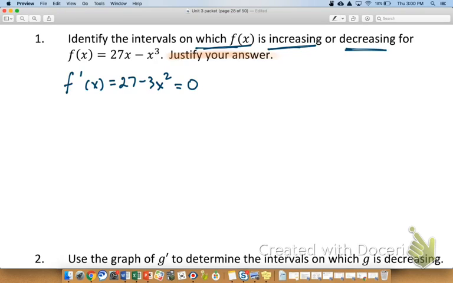I'm so hoping that this is a pretty quick equation for you to solve. When you solve this, did you guys get x is equal to plus or minus 3? Yes, sir. Good. Awesome.